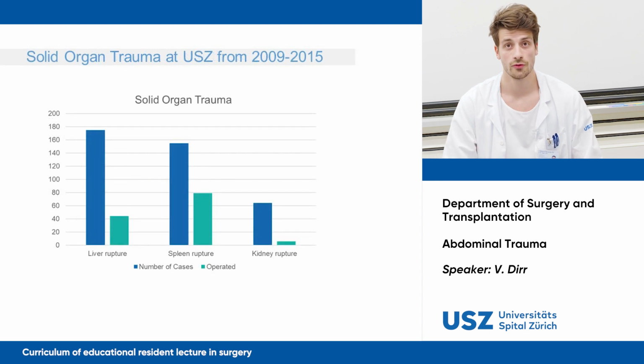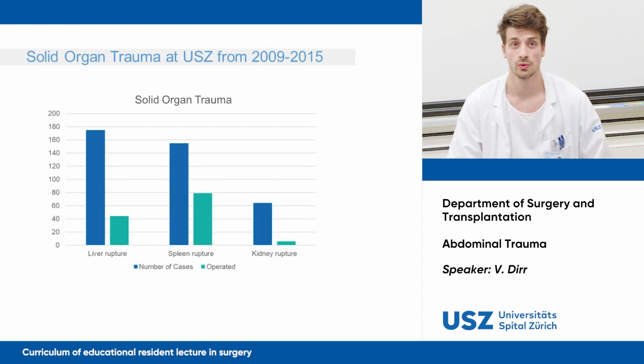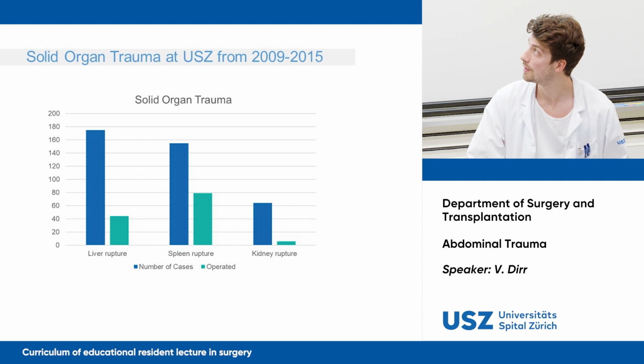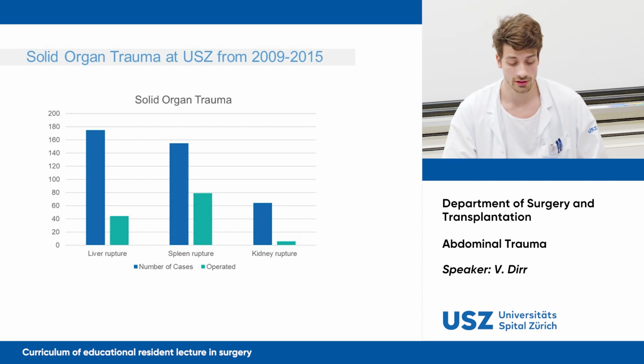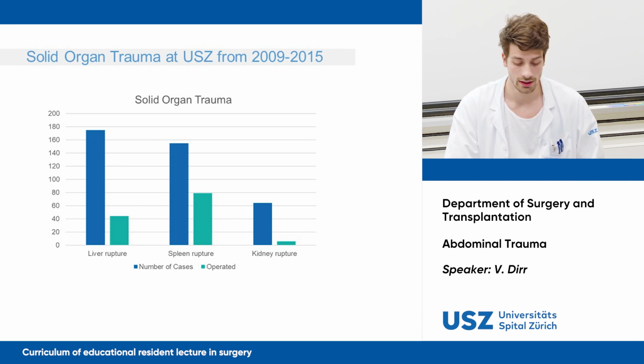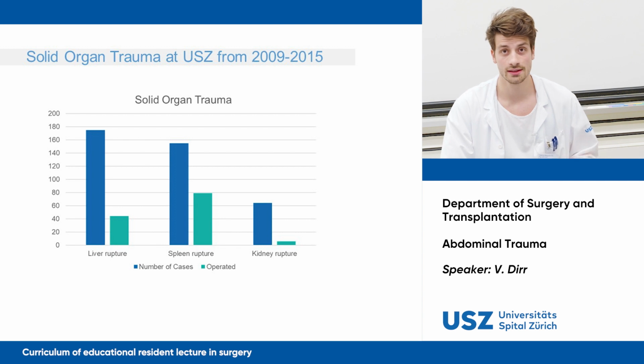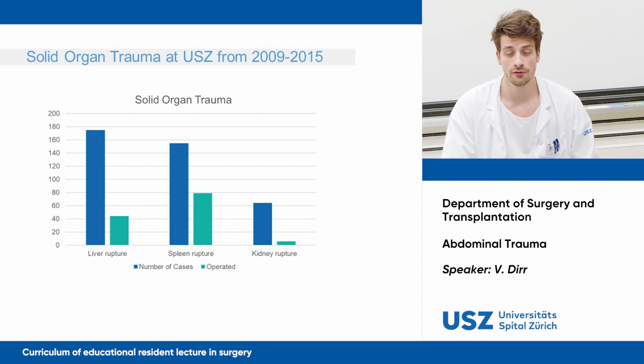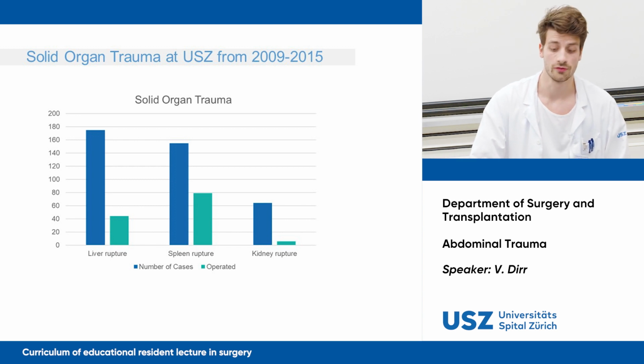So what are the most frequent solid organ traumas we encounter here at our department? It's liver and spleen, of course. We have approximately 180 liver ruptures, where 20% are treated by operation. In case of spleens, around 160, and almost 50% of these cases are treated by surgery, and just a minority of cases in case of kidney.